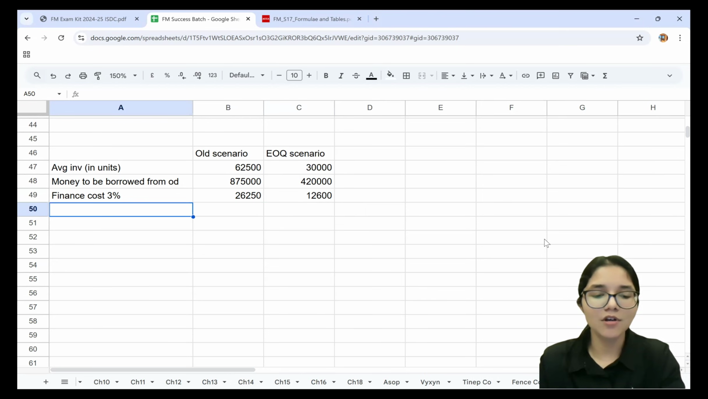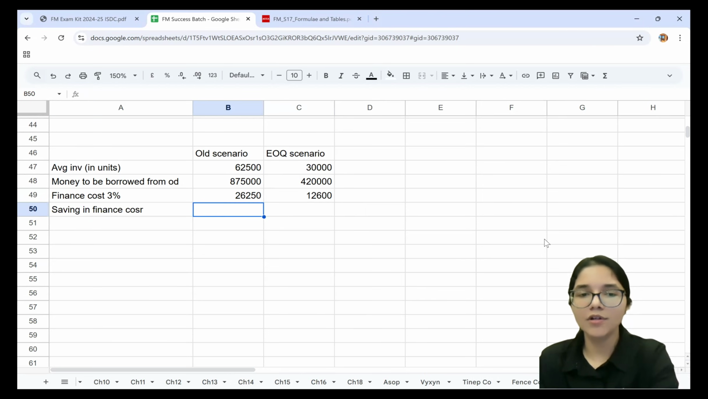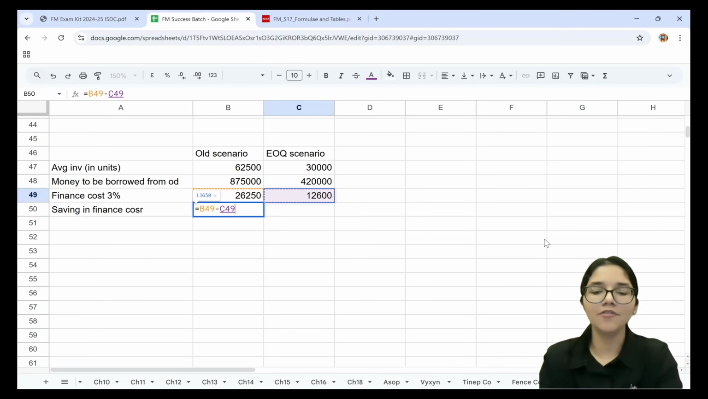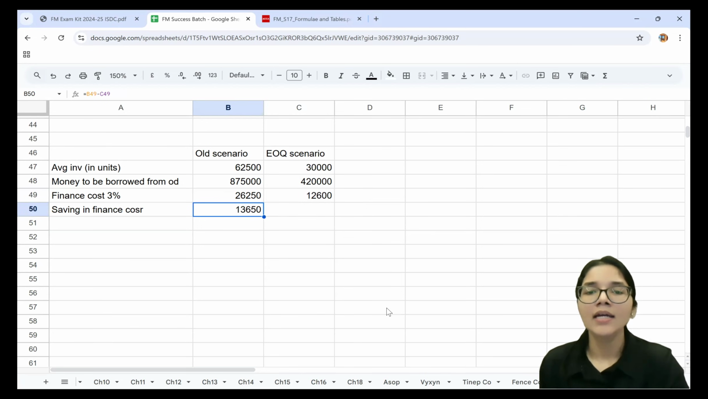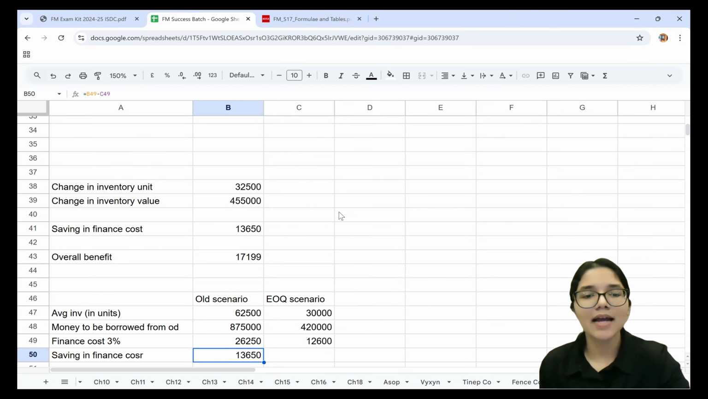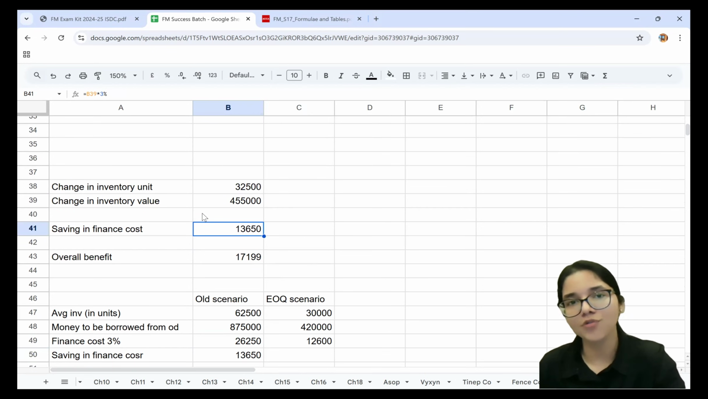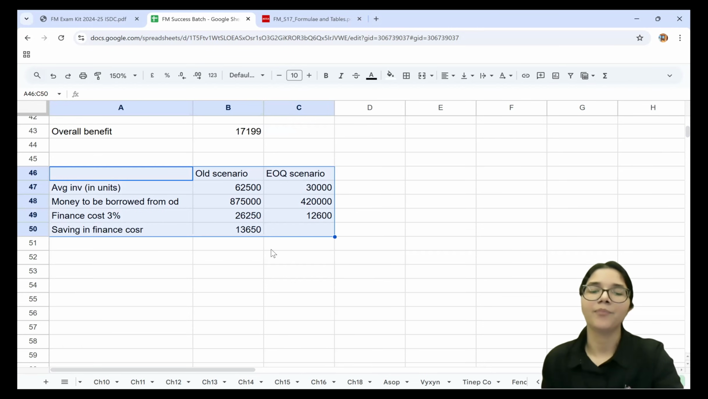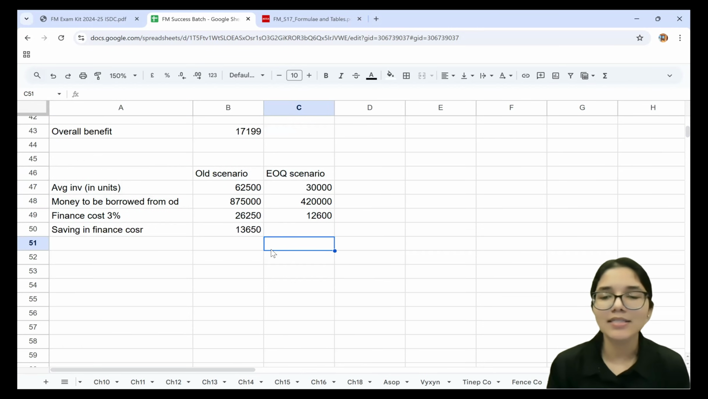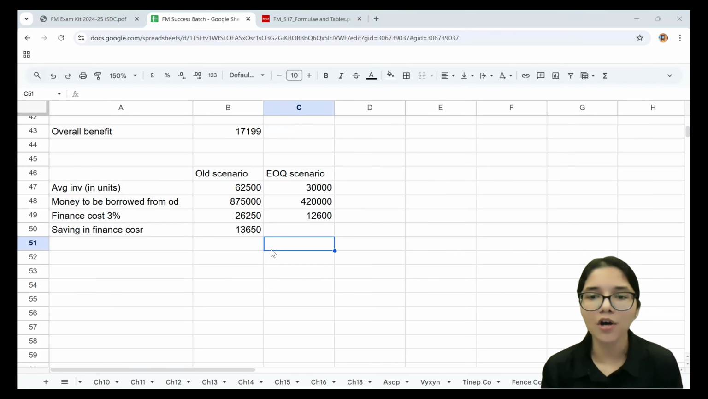So how much finance cost do you save? Saving in finance cost is going to be what I used to pay earlier versus what I will pay right now. So 13,650, this is the amount of money which I will end up saving as part of my finance cost. This is exactly what I showed you earlier also. This calculation was not as detailed, so maybe this calculation would have helped you better. Does every one of you now understand how I am saving finance cost?